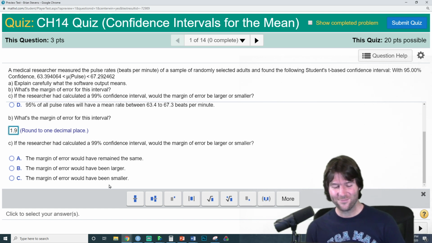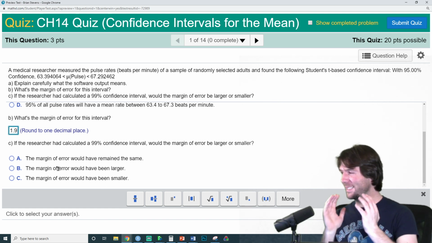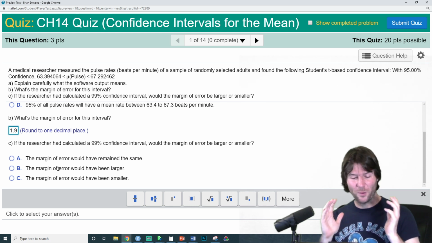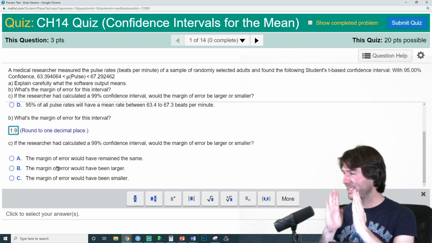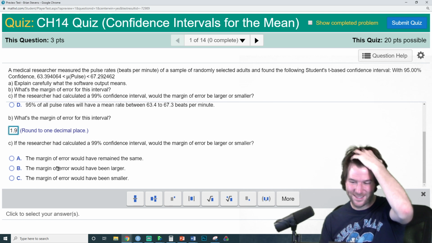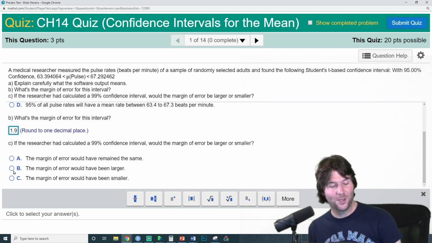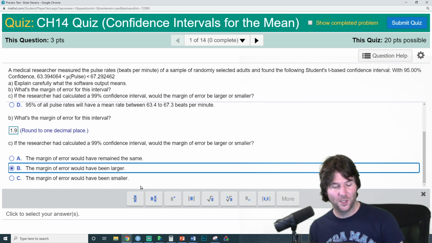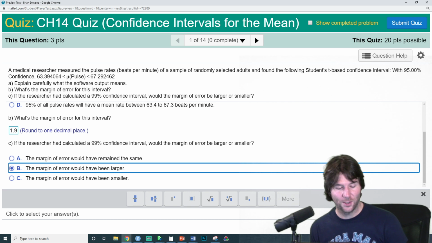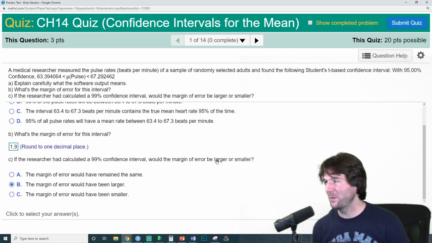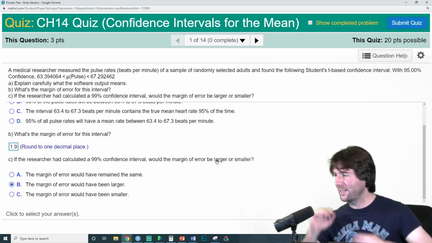Okay. So if we went from a 68 to a 95, it'd get bigger. If we went from a 95 to a 99, it'd get bigger. 68, 95, 99.7. So we get this right here. The margin of error would be larger. The margin of error would have been larger. So we check all our answers. We get 100 because, of course, we do. So good stuff right there.